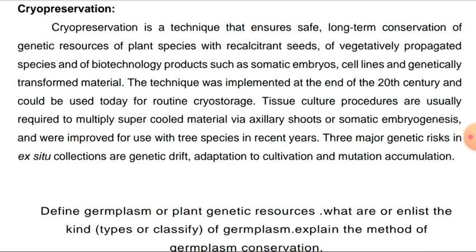So that is the important lecture. A question will always be asked: define germplasm, plant genetic resources, or gene pool; write down the various kinds or types of germplasm; and explain the methods of germplasm conservation. So that is the second topic we have to cover: plant genetic resources, germplasm or gene pool, and their importance. That is one important lecture. The question will always be asked for 4 marks, in descriptive type.